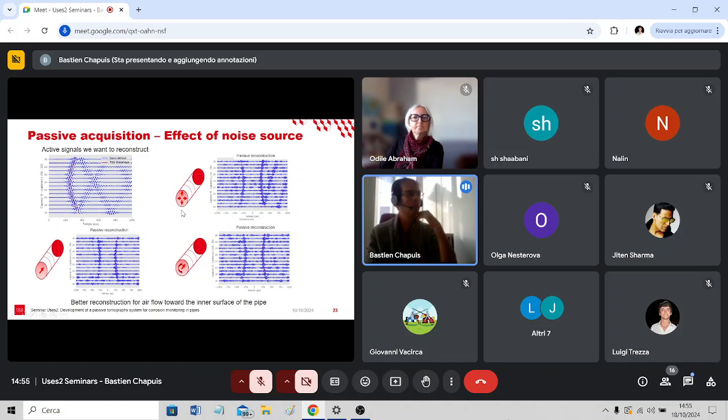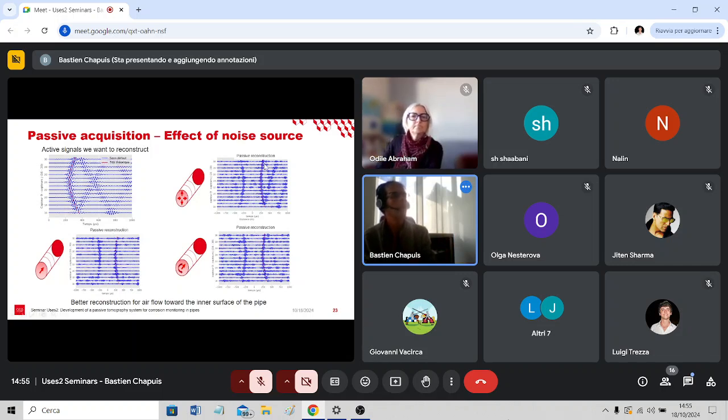What I wanted to illustrate here is that the source of excitation can limit which type of information we can recover in passive. As in the case of the train, we do not recover the full signal. So when we develop a passive monitoring system, we have to be sure that the noise source we will use can give us the wave packet we want to use in our algorithms.